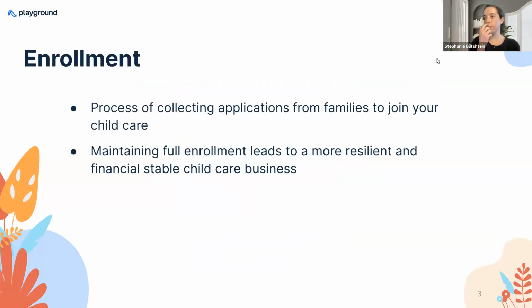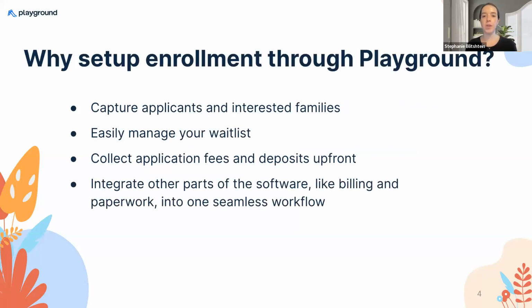Enrollment in Playground is the process of collecting applications from families, so that you can get new applicants, get the word out there about your school, collect those applications, and then accept the students and start their billing. We like to say we're an all-in-one solution. As you accept applicants, you can directly create their billing, collect their paperwork, and set up their schedules. All of that can be fully integrated in Playground.